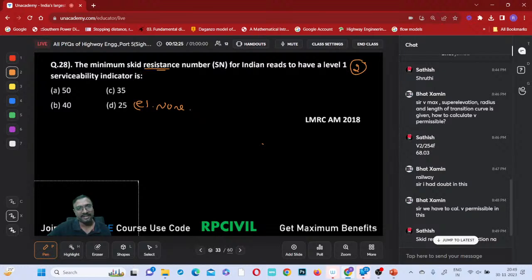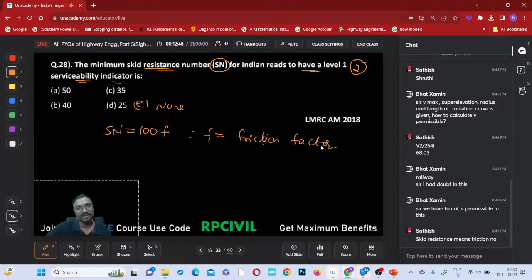The minimum skid resistance number for Indian roads. How do Indian roads get a level 1 serviceability indicator, right? What is it? You can say serviceability number will be equal to 100 times F, right? What is that F? If you just observe, F is nothing but your friction factor, right? So when you know this F, the friction factor, right?